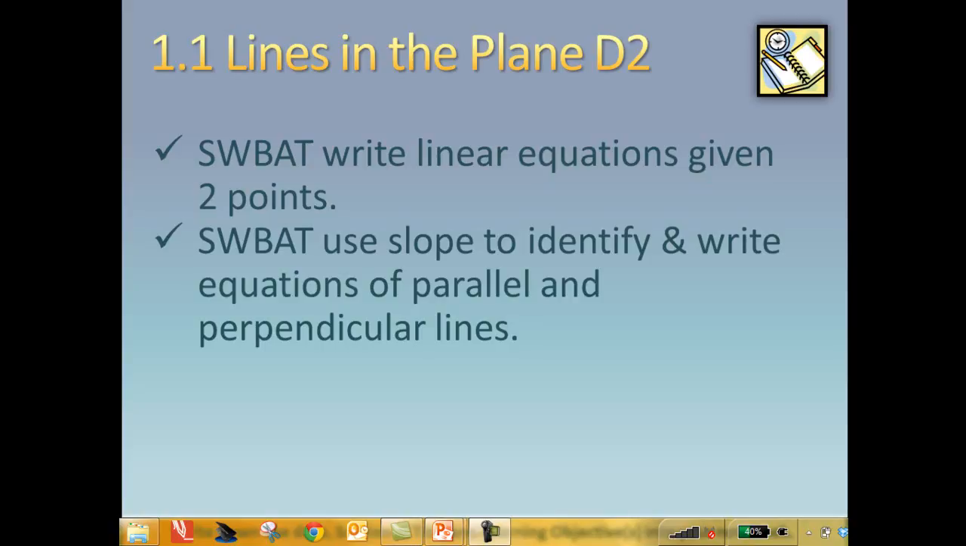Quick review 1.1 Lines in the Plane, second day. Objectives: students will be able to write linear equations given 2 points. Students will be able to use slope to identify and write equations of parallel and perpendicular lines.